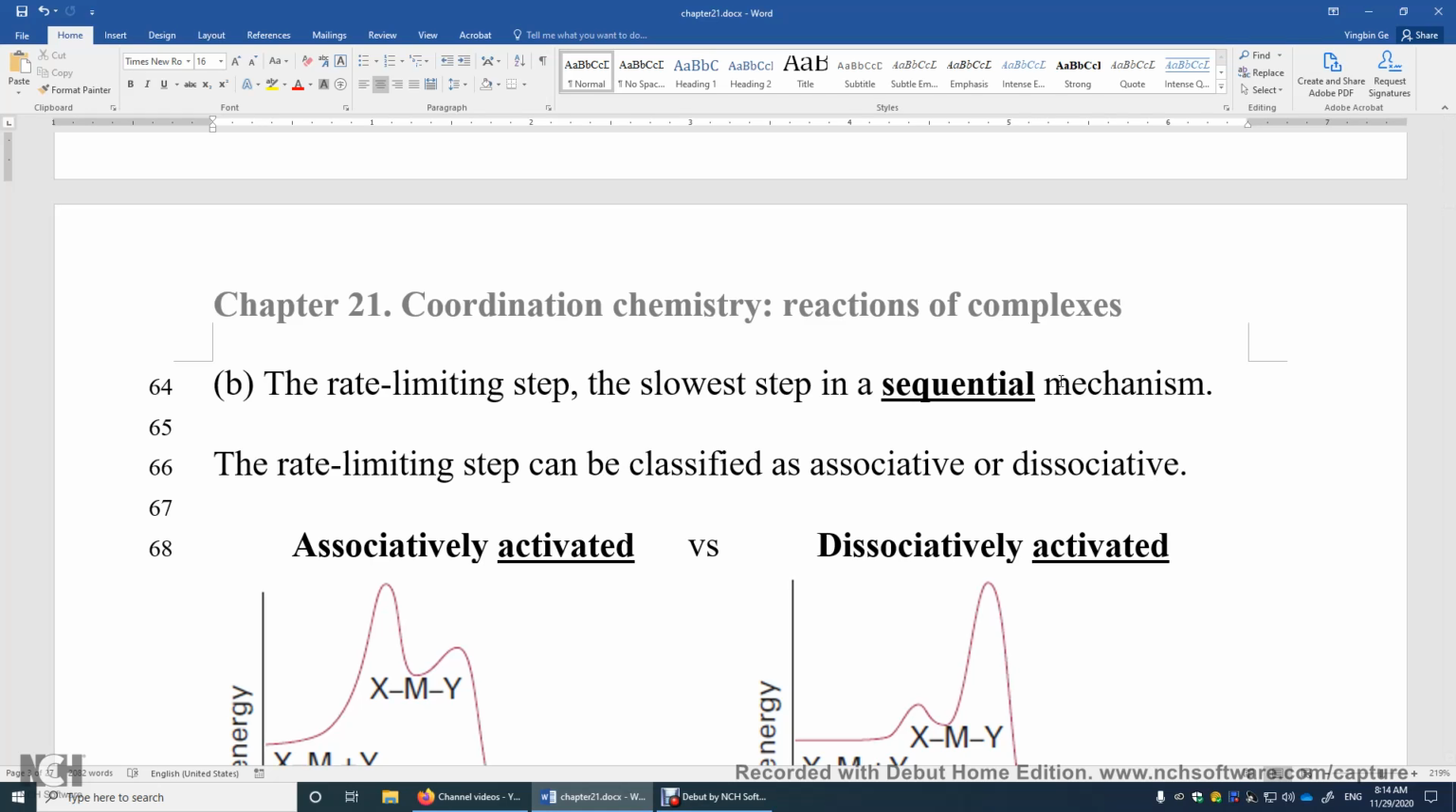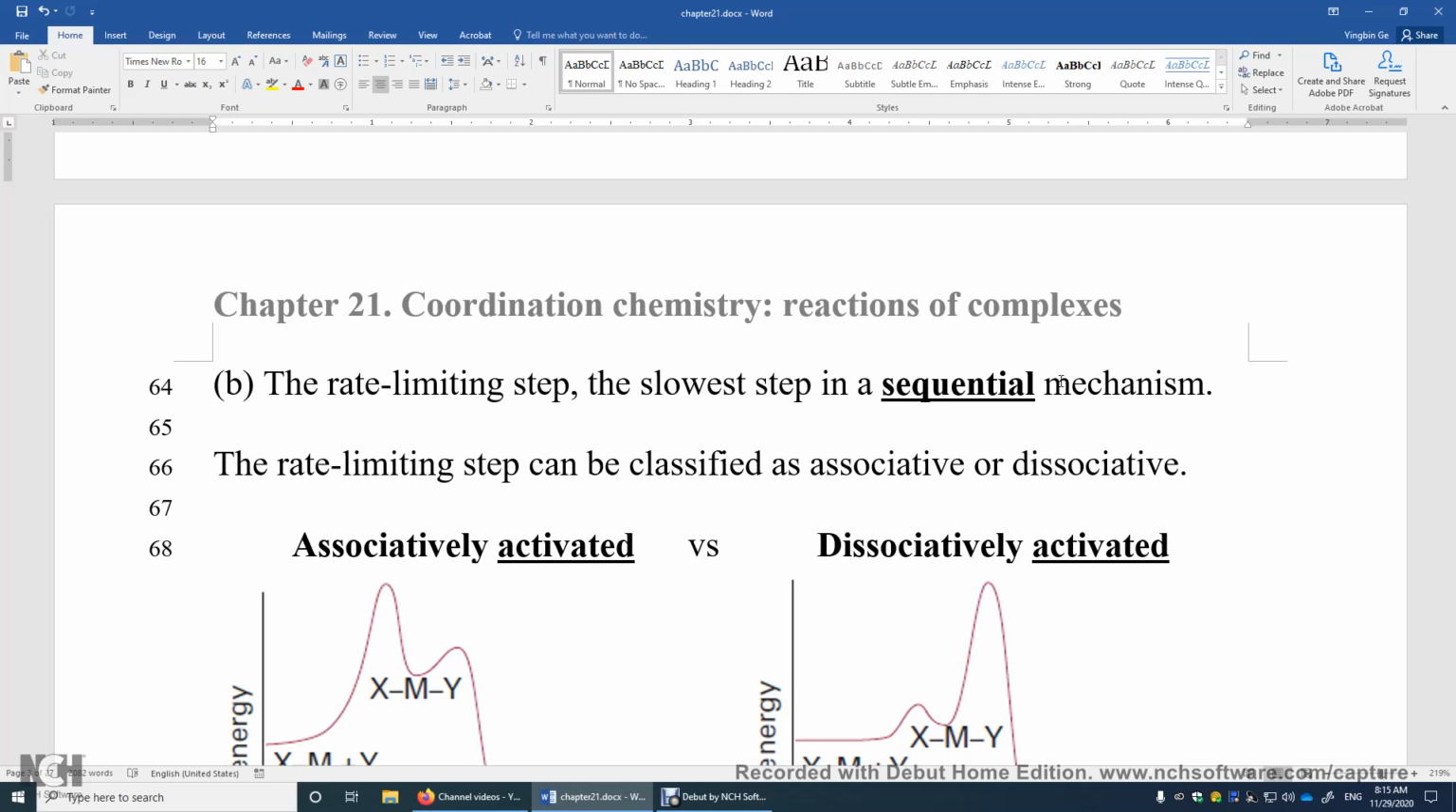But in a parallel mechanism, for example, you can go from A to B and then A to C. These two are in parallel to each other. So if you break the A to B step, A to C can still proceed. But in a sequential mechanism from A to B to C, if you break the B to C step, you can no longer form the final product C. If you break the A to B step, you can no longer form the product C. So that's the difference between sequential and parallel.